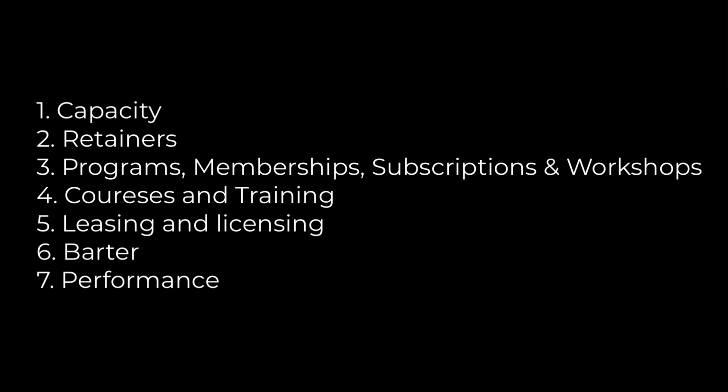So those are the 7. Quick recap. Capacity is number 1. Retainers is number 2. Programs, membership, subscription, and workshops is number 3. Courses and training is number 4. Leasing and licensing is number 5. Barter is number 6. And performance is number 7.